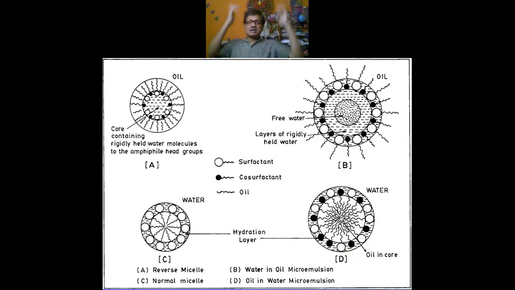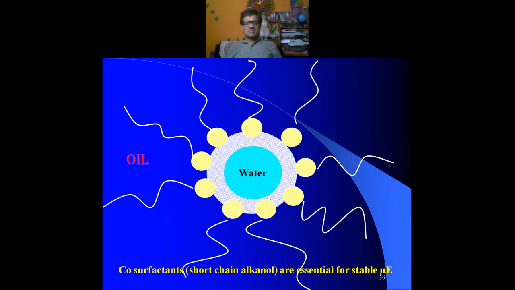Now, why did I say that? In case of some single chain, single tail surfactant, you need to protect the barrier. What you are seeing in this slide here, the water molecules should not come into direct contact with oil. So I need to protect these water molecules from the direct contact of oil, or vice versa.